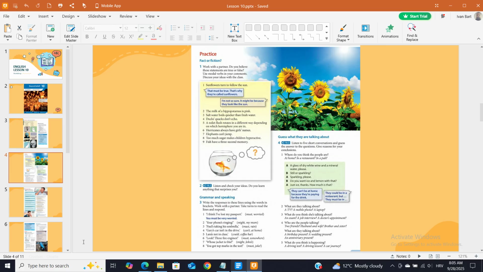4. Who are the people talking? 2 friends? Husband and wife? Brother and sister? What are they talking about? A birthday present? A wedding present? An anniversary present? 5. What do you think is happening? A driving test? A driving lesson? A car journey? What went wrong? Must have been, can't have been.